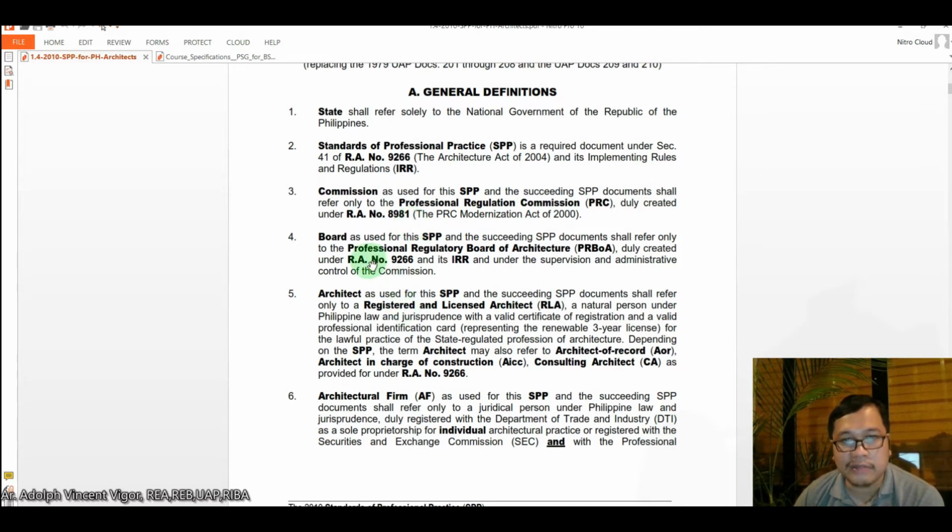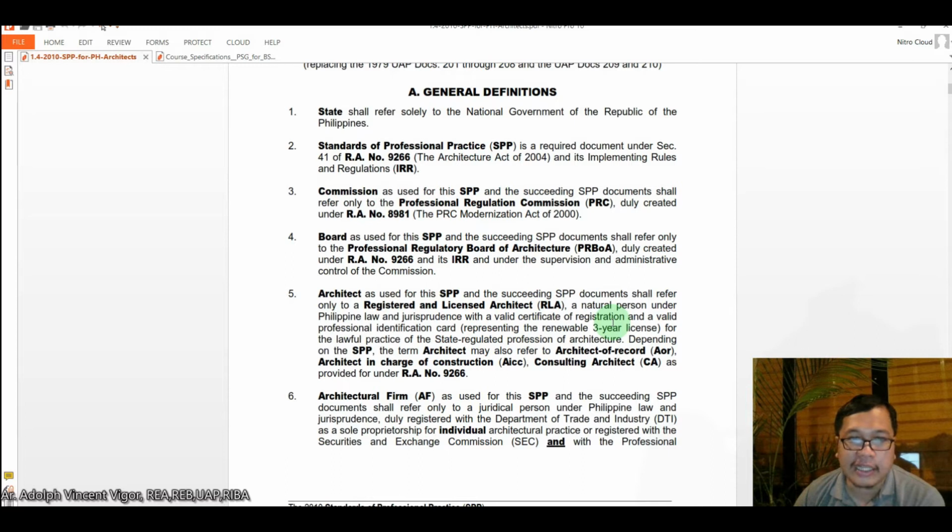Board, as used for the SPP and the succeeding SPP documents, shall refer only to the Professional Regulatory Board of Architecture, or PRBOA, duly created under RA 9266 and its IRR, and under the supervision and administrative control of the Commission.